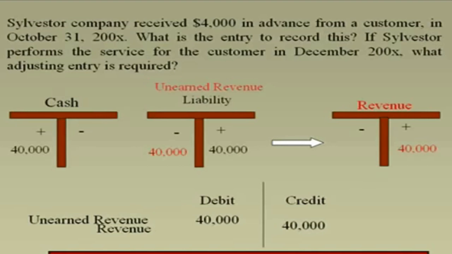The journal entry is below you. Unearned revenue, left entry, debit 40, revenue, right entry, credit 40. Let's have a look at the next one.